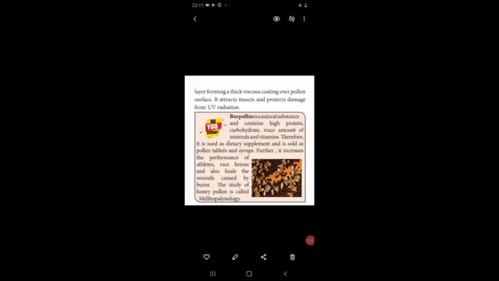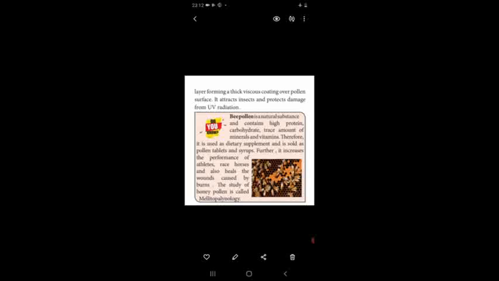This pollen kit is the oily layer forming a thick viscous coating over the pollen surface. So this pollen kit forms a thick oily, viscous layer outside the pollen cell wall. This oily substance shines in the sunlight, so that insects and other kinds of pests are attracted to the pollen grains.